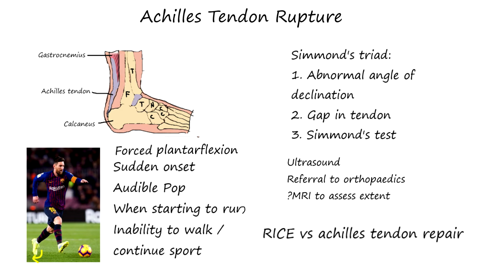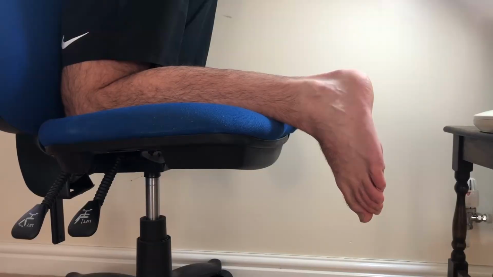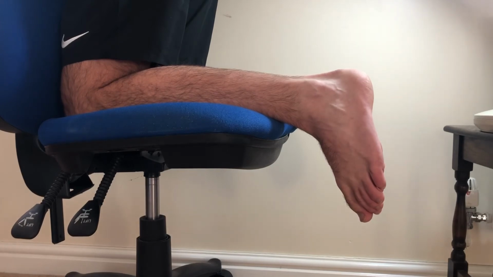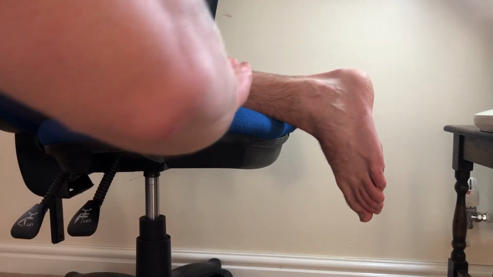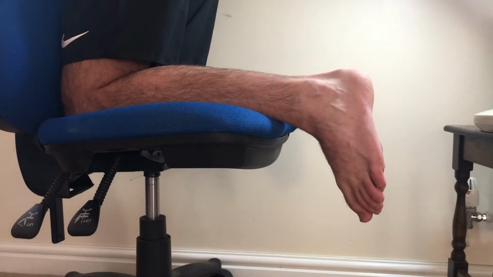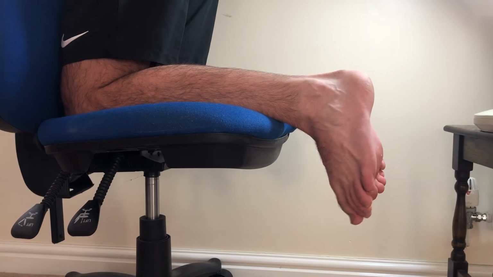Alongside a basic lower limb exam, particularly at the bedside, you want to assess Simmons Triad. This begins by looking at abnormal angle of declination. So you ask the patient to hang their feet over the edge of the bed and look at how much they dorsiflex. If one is more dorsiflexed than the other, then that might imply that the tendon is ruptured, of course, the tendon normally pushing the foot more towards plantar flexion.